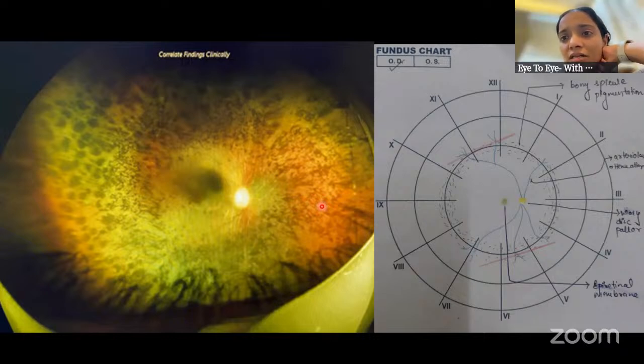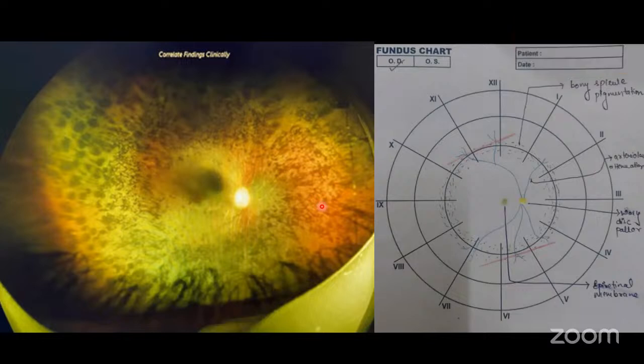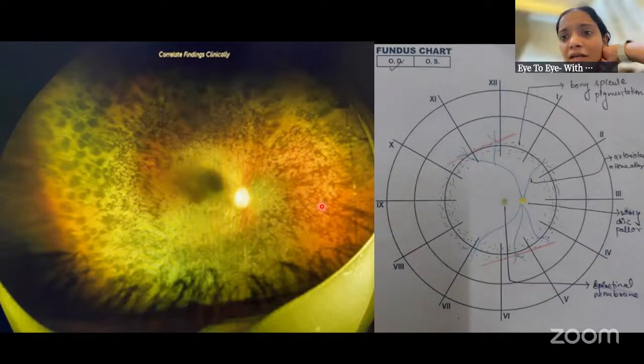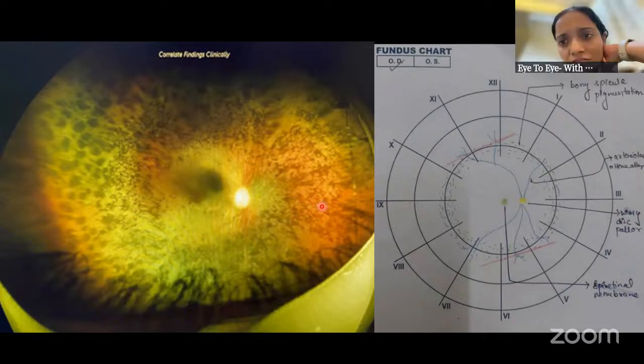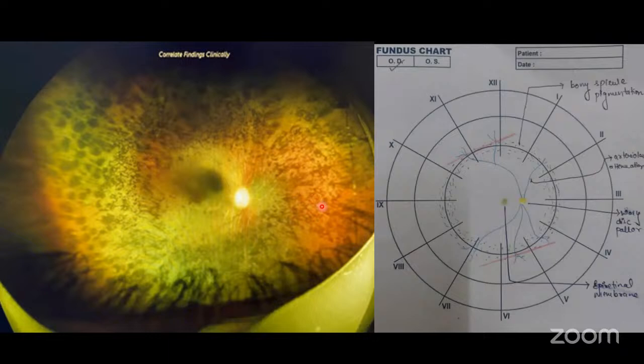Okay. Then we come to the macula. Posterior pole, we say macula. So what is there in the macula? There is a shiny membrane suggestive of epiretinal membrane over the macula, and the mid-periphery and peripheral retina show multiple pigmented areas, giving it a mottled appearance.